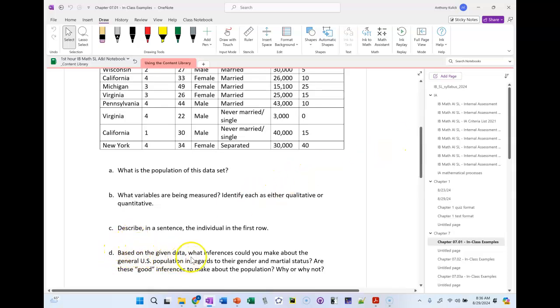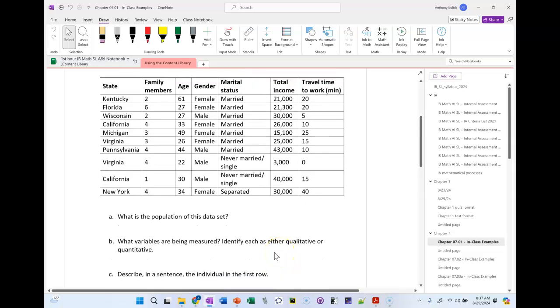Part D says, based on the given data, what inferences could you make about the U.S. population in general in regard to their gender and marital status? Are these good inferences? Why or why not? So gender and marital status. What could we say? So gender and marital status are the 2 variables that it's asking about. Yeah, not income.